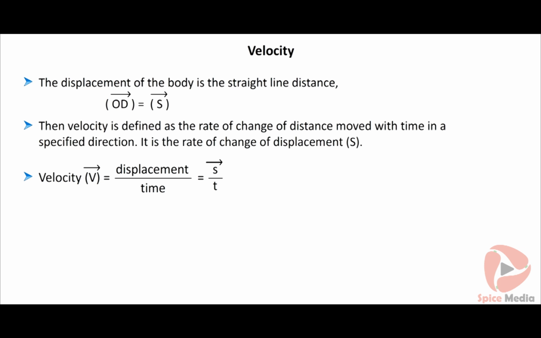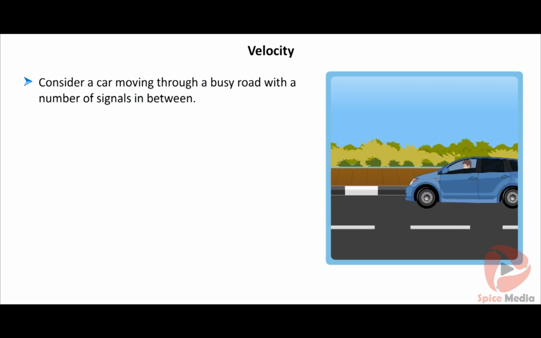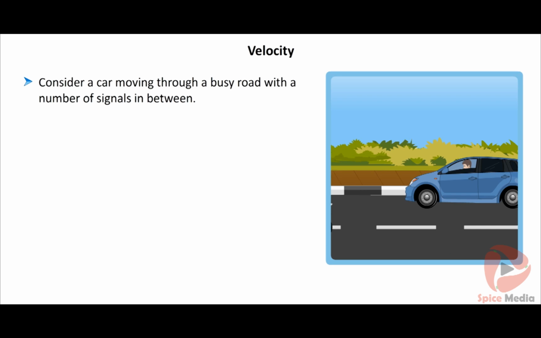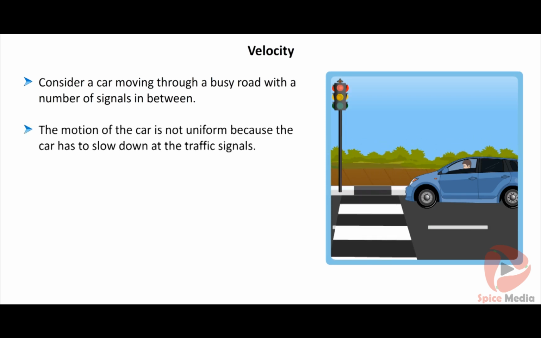Have you ever been caught in a traffic jam? Consider a car moving through a busy road with a number of signals in between. The motion of the car is not uniform because the car has to slow down at traffic signals. Here, the displacement and the time vary. So speed and velocity both will be varying.